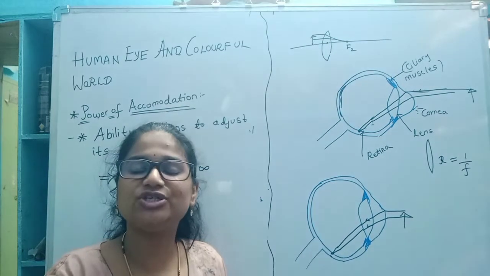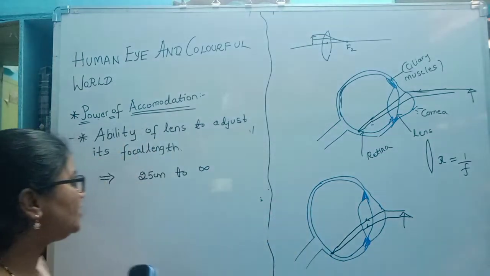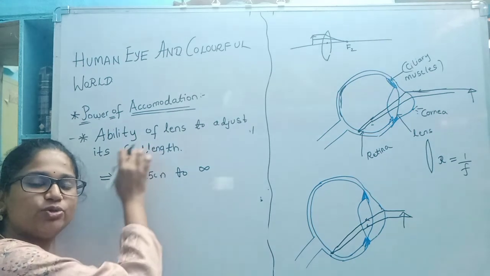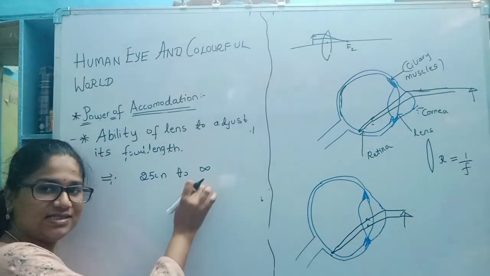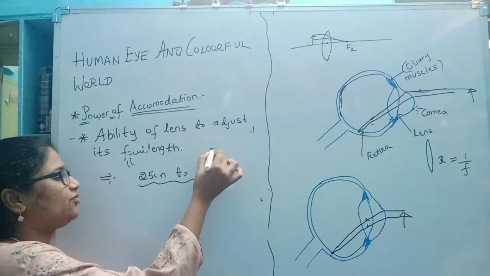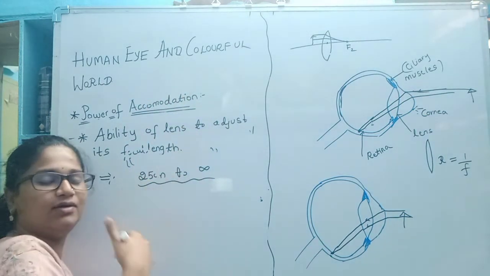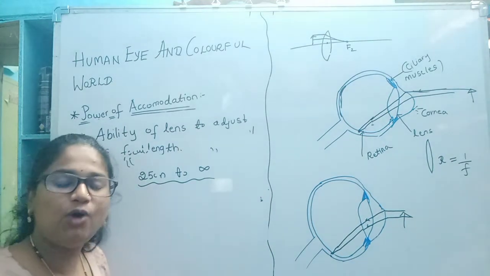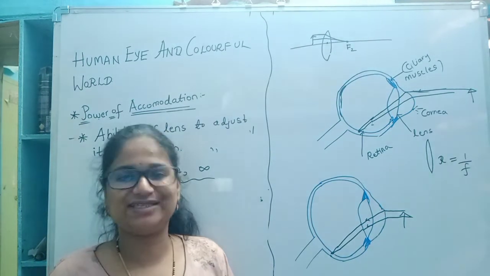In the upcoming sessions, we are going to learn the defects in vision. What happens when a person is not able to see the object clearly within this 25 centimeter to infinity range? The problem in this power of accommodation causes defects in vision. So what are those defects? How can they be corrected? Which kind of lenses will be used? This will be discussed in the next session.